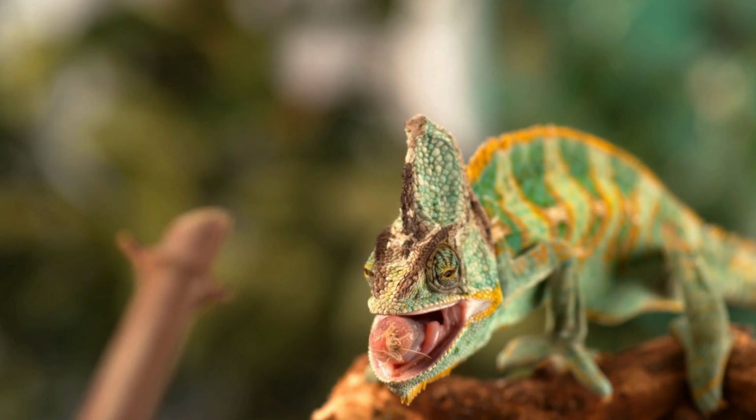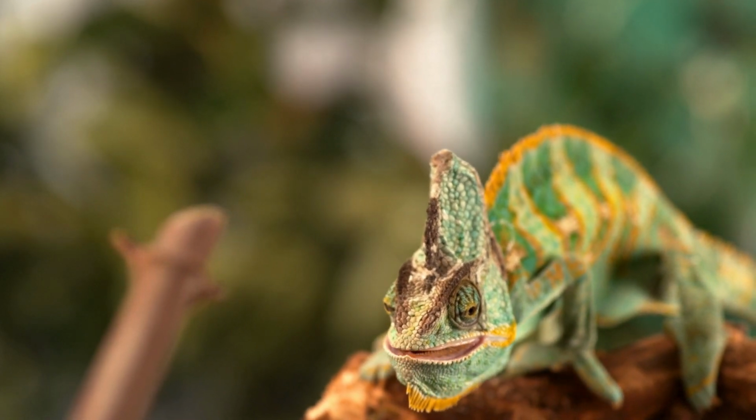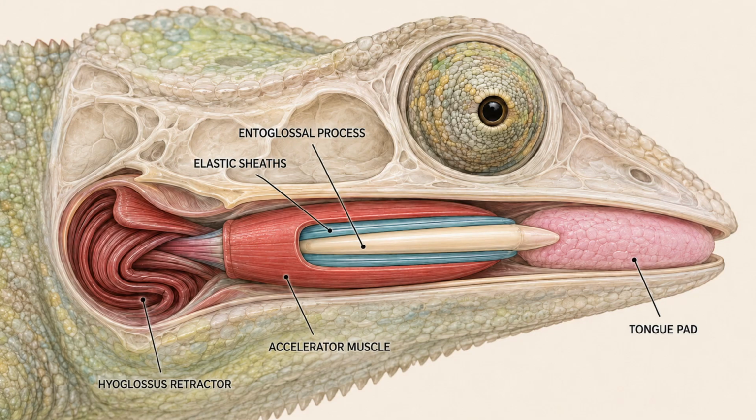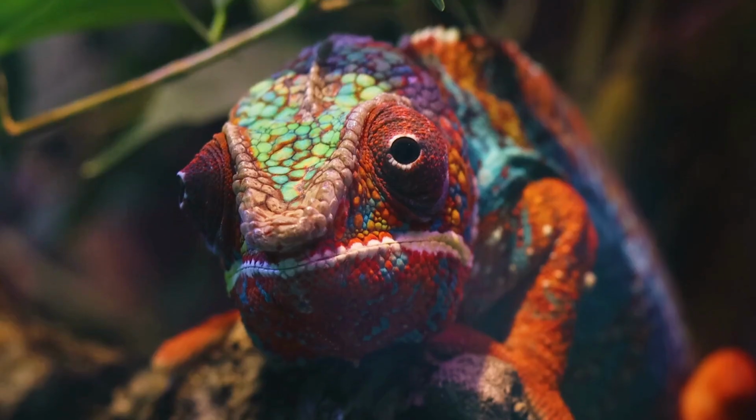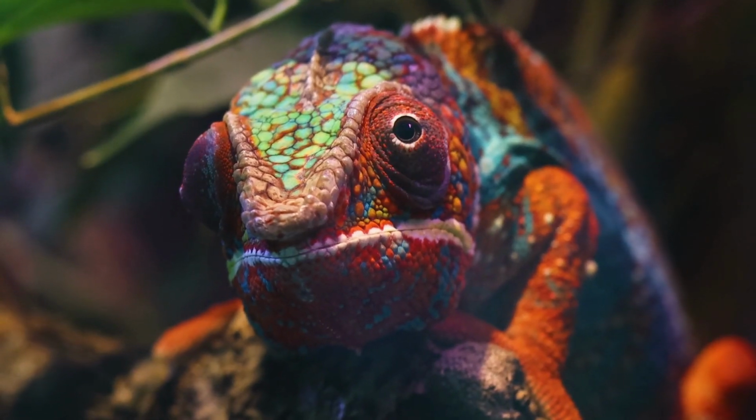Inside the mouth, the tongue is arranged around a specialized part of the skeleton. Extending forwards from the hyoid is a long, stiff rod called the entoglossal process. Surrounding this rod is a cylindrical accelerator muscle. Between the muscle and the rod are multiple nested sheaths of connective tissue containing helically arranged collagen fibers. Attached farther back is the extremely long hyoglossus muscle, which will eventually retrieve the tongue. At the front sits the broad, deformable tongue pad that contacts the prey.